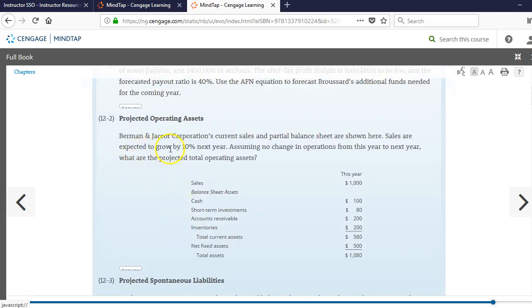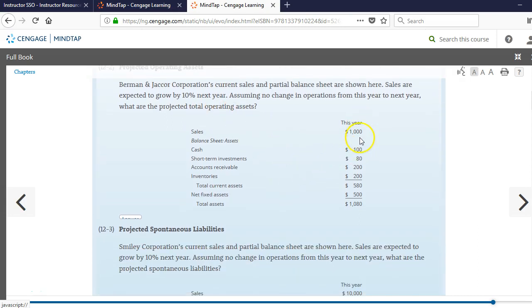It says here that Berman and Jacor Corporation's current sales and partial balance sheet are shown here. Sales are expected to grow by 10% next year. Assuming no change in operations from this year to next, what are the projected total operating assets? So just some key information here. They gave us sales, and on the balance sheet they gave us asset categories, all the current assets, net fixed assets, total assets. So we've got sales and all the asset categories.